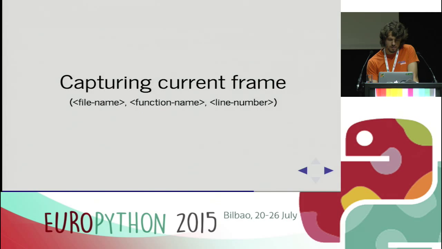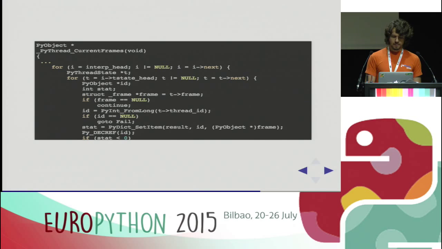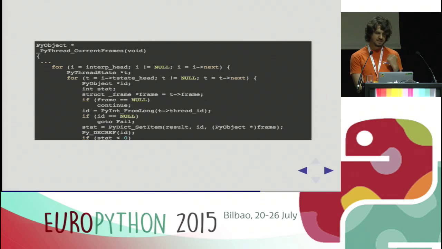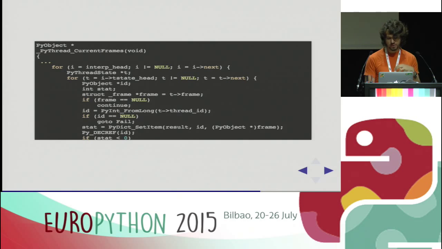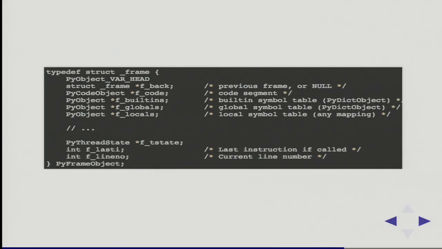So, capturing the current frame. For simplicity, we'll capture only the current execution line, as we are not interested in the call tree at the moment. There are three pieces of information, file name, function name, and line number, that we will collect at every tick of our timer. In Python, there is a function in module sys that is called current frames. Under the hood, it uses a function PyThread current frames. Looking into the CPython internals, we will find out that the structure that we need is actually called _frame. This _frame structure points to some PyCode object that we also need.